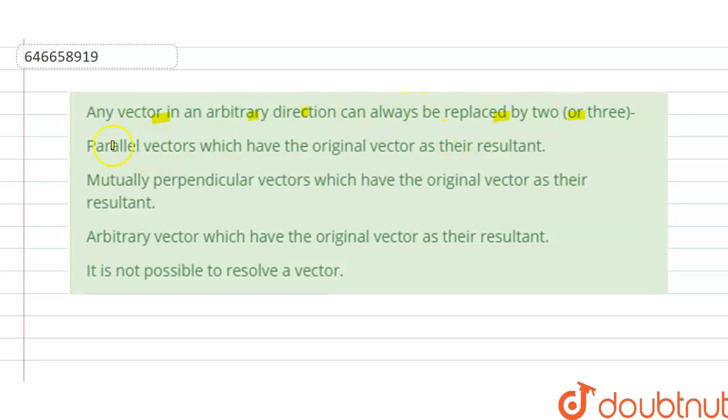Hello students, today our question is: any vector in an arbitrary direction can always be replaced by 2 or 3. A, B, C, D options are given here, so we have to find the correct option. So the solution of this question is, we have that any vector in an arbitrary direction can always be replaced by 2 or 3.